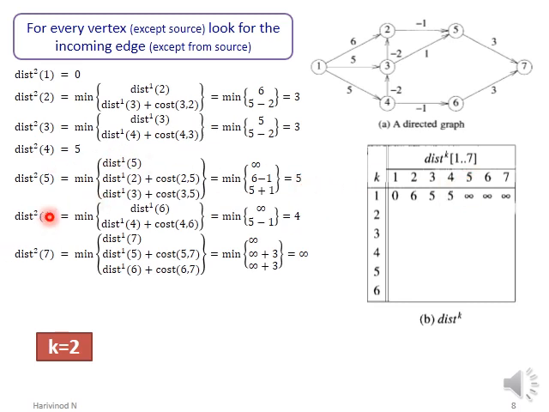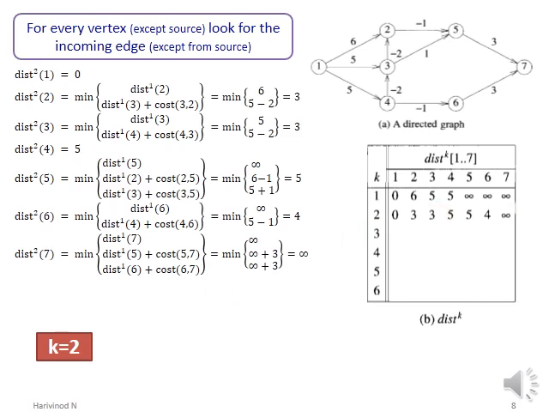Coming to vertex 6, the earlier value is infinity. Now 6 has the incoming edge from 4. The earlier value of 4 is 5, so 5 minus 4 is 4. The value is updated as 4. Coming to the seventh vertex, it has 2 incoming edges. The earlier value is infinity. Infinity plus 3 as well as infinity plus 3 gives infinity itself, so it remains infinity. Now let us update the newly got values into the table.